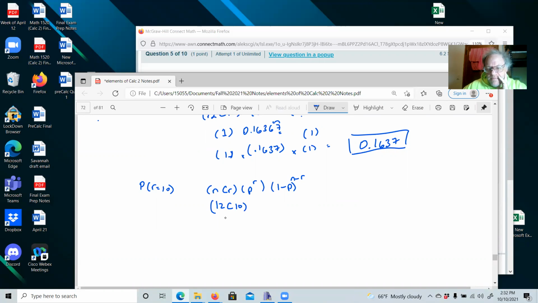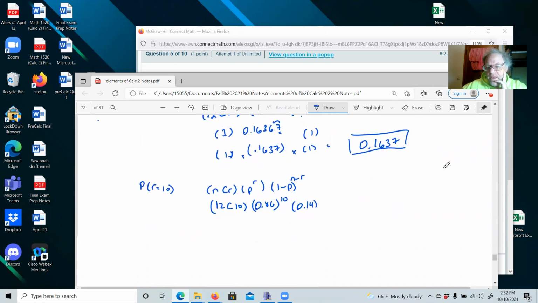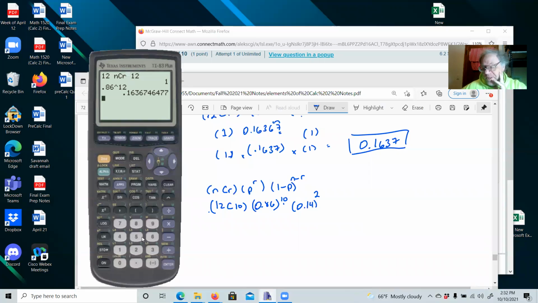Okay. p is going to be 0.86. How many successes do we want this time? We want 10. Okay. 0.14 for the same reason it was here, right? 1 minus 0.86 is 0.14. And we have 12 attempts. We want 10 to be successes. How many do we have left? We have 2 left. So this is going to be a little bit more involved.